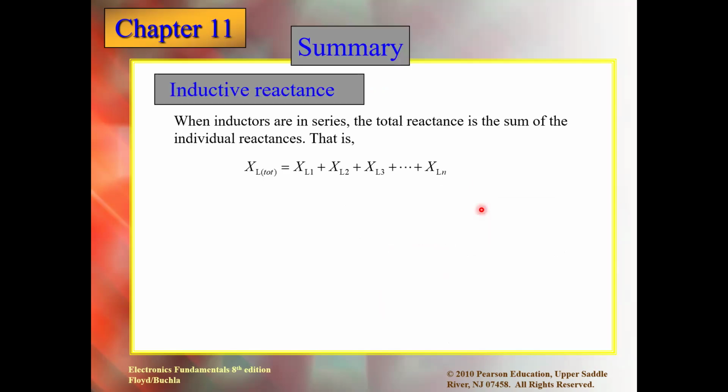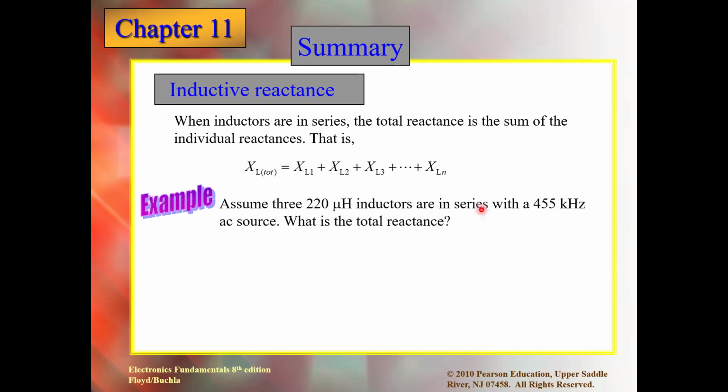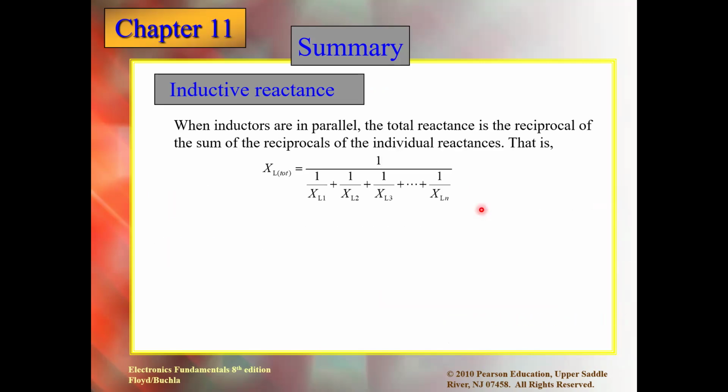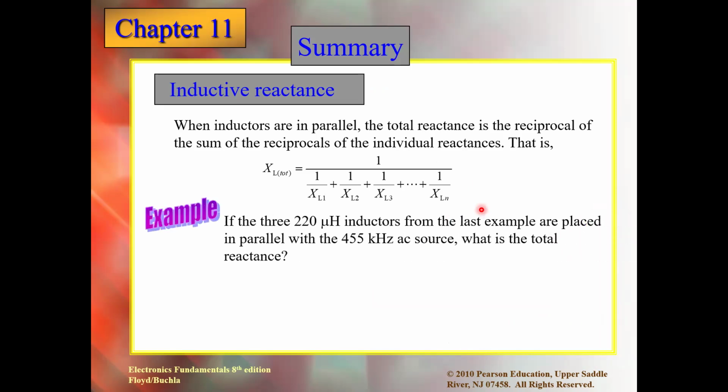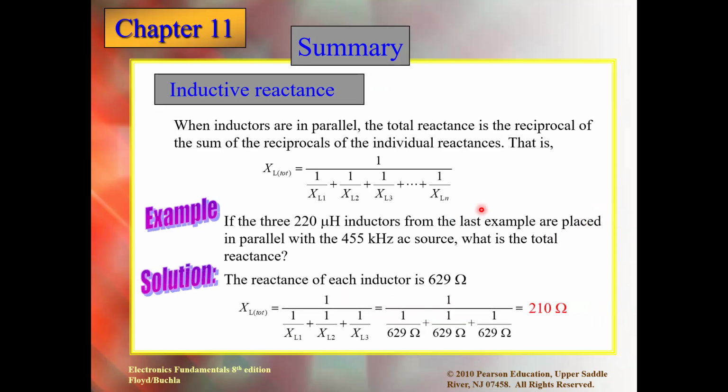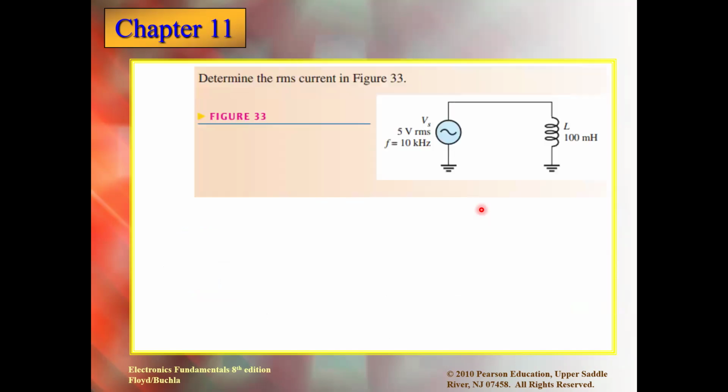Now, the inductive reactance formula is the same as we discussed for the capacitance. XL in total will be the sum of individual reactances, and this is the formula we can apply and calculate. It's a sum. For the parallel, a reciprocal of the sum of reciprocals formula, and we can also calculate that one. All right. Same formula which we use for the capacitive reactance.